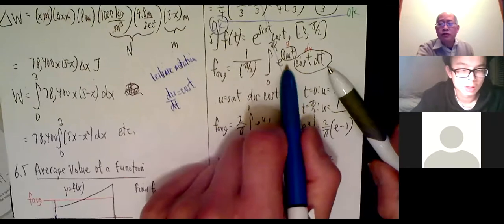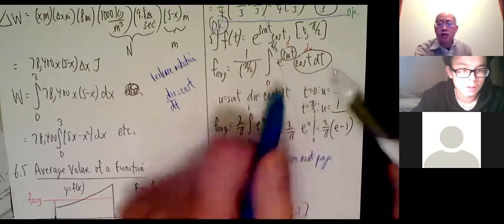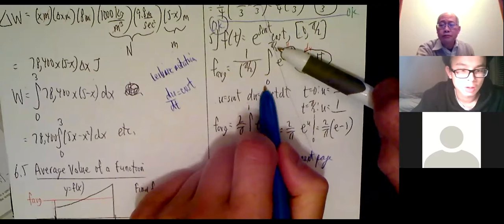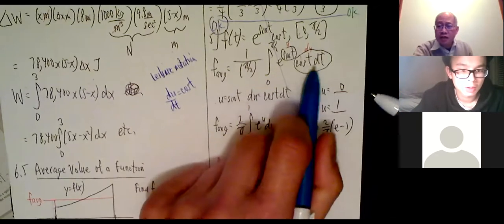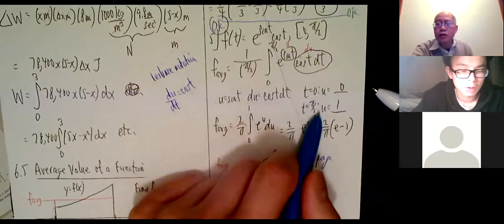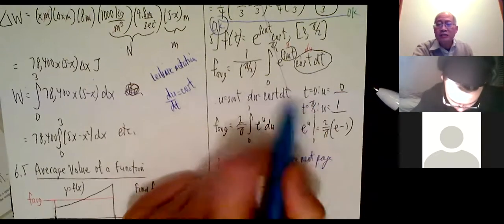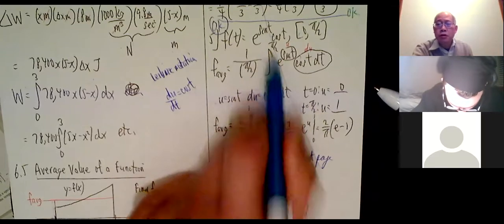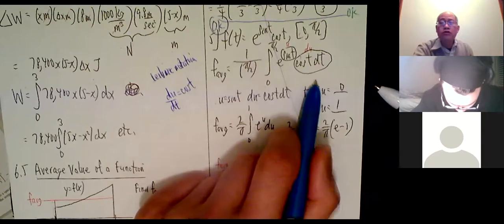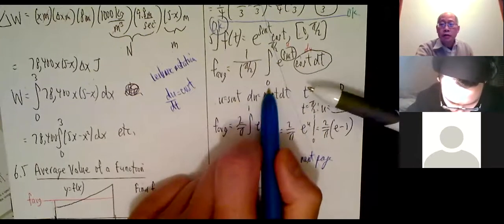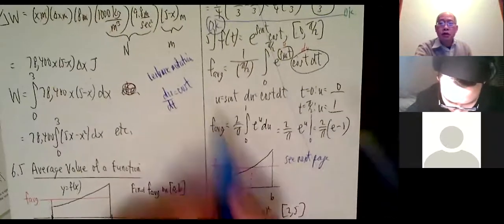And then one extra thing, we have to change the limits also. The 0 and the pi over 2 are for which variable? They're for t. I'm going to change the problem so that it's all within u. So I have to ask myself, as t goes from 0 to pi over 2, what happens to u? u goes from something to something, right? So what do I do? I plug in, okay? So t equals 0. Put a 0 here.